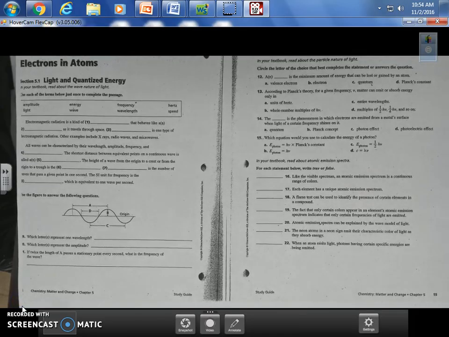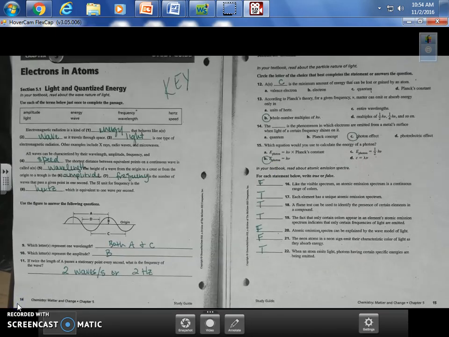All right, I want you to practice using your vocabulary, and then you need to hit pause, because here is the key. I do want you to check your answers, and let us know if you have any questions.